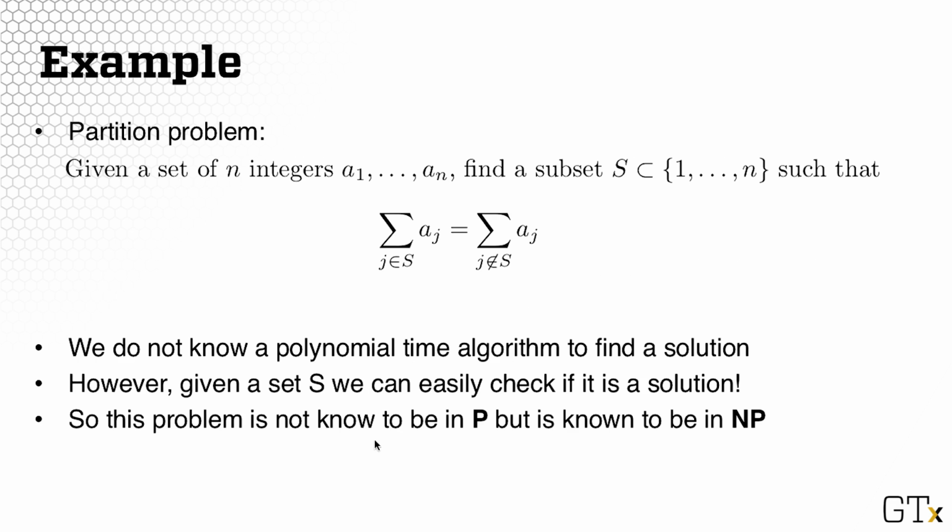So what do I mean by verification? Let's talk about this particular problem. This is called the partition problem. Here we are given a set of integers, a1 through an. Our goal is to find a subset N of the index set 1 through n, by which we can partition these integers into two parts, such that the sum of the integers in one part, j belonging to N, and the sum of the integers in the other part, j not belonging to N, are equal.